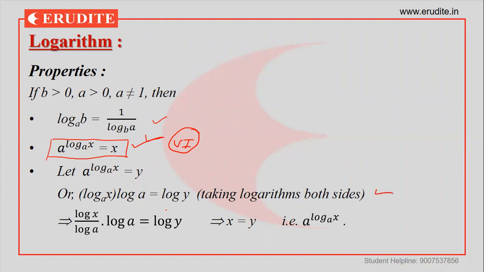Once it has been taken, this is log x by log a, multiplied by log a, equal to log y. Log a gets cancelled, log x equals log y, so x is equal to y, meaning this entire thing. This way it has appeared as per the property of log. So log has a lot of usage.